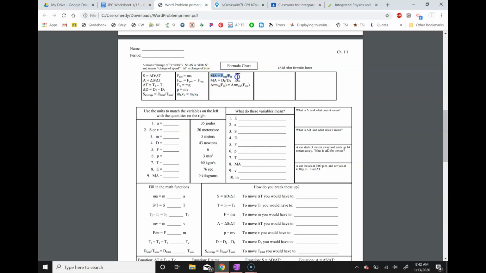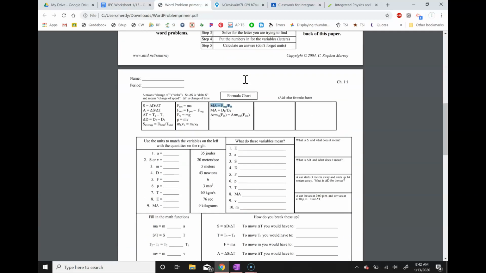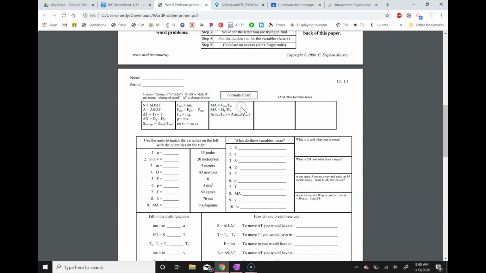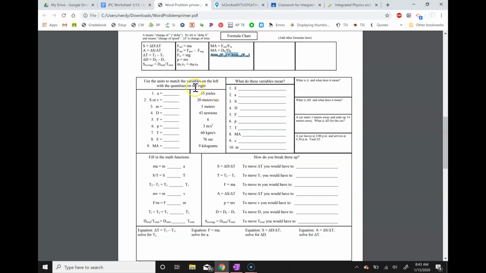MA, mechanical advantage, equals the force out divided by the force in. Mechanical advantage also deals with distance in and distance out. And then arm in, we're going to learn this one later, so don't worry about that one right now.